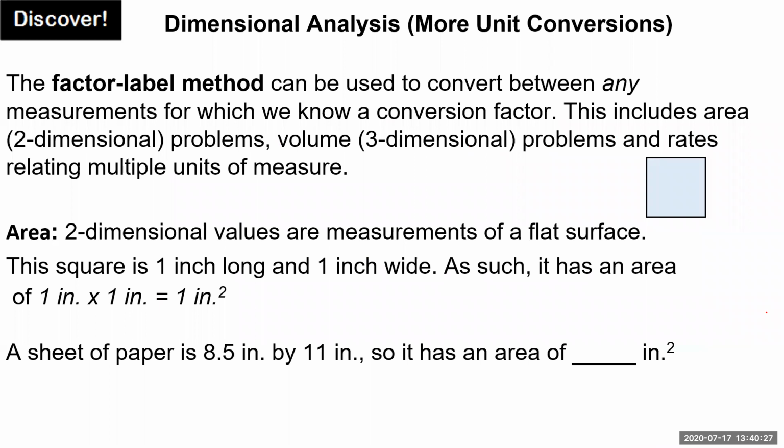Right. Now here we are back to the factor label method, and we know how to do this from the previous section, which is section number 13. So if you have 8.5 inch multiplied by 8.5 inch, we're talking about this guy right there. It has an area of what? 93.5 inch squared, or square inches. Okay, so square inches, and that's it.